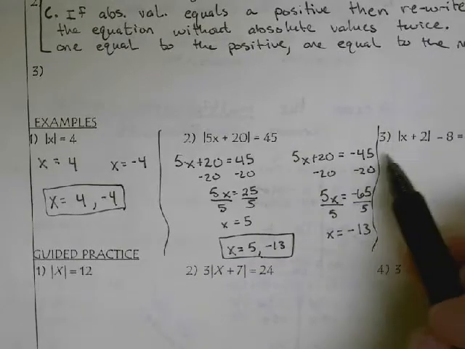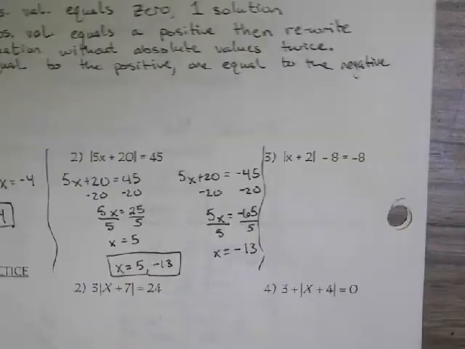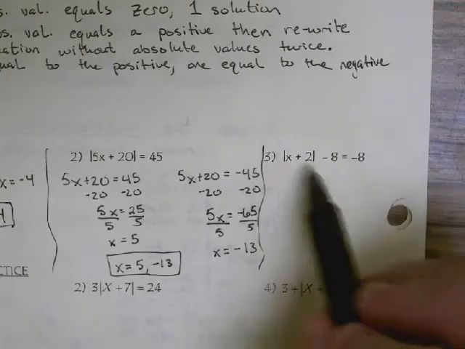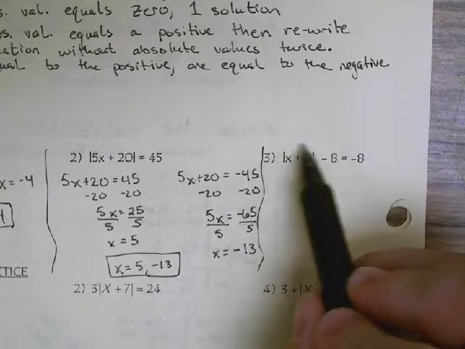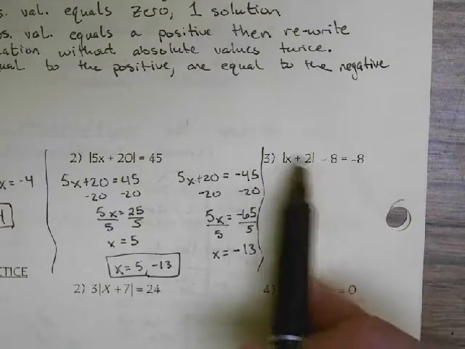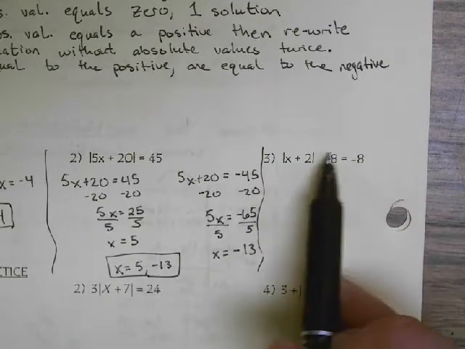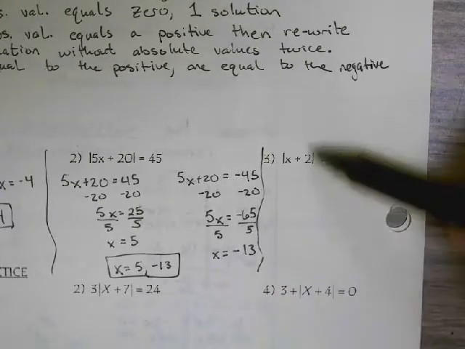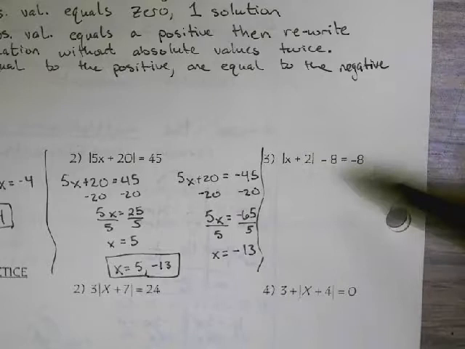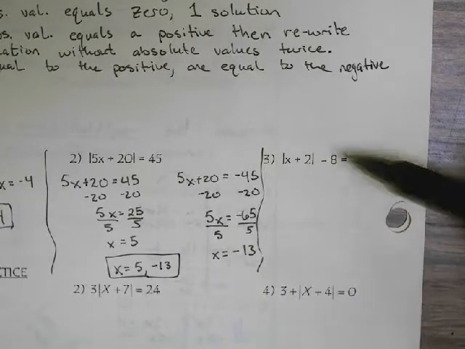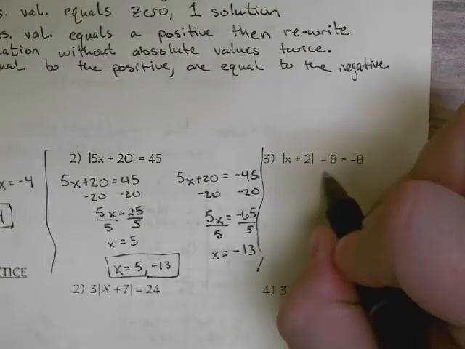So number 3, this is a situation where we actually have to isolate the absolute value before we can begin. So when I look on my left-hand side of my equal sign, I see the absolute value, the x plus 2, inside that absolute value sign, but then on the outside is the minus 8. So for this absolute value to be truly isolated, I need to get rid of this minus 8. So how am I going to do that? Well, I'll add 8 to both sides.